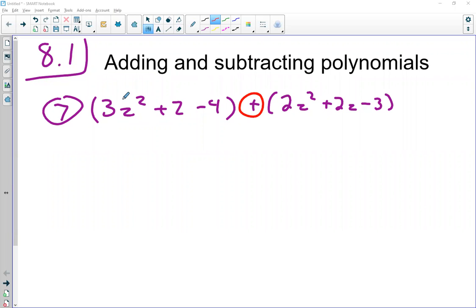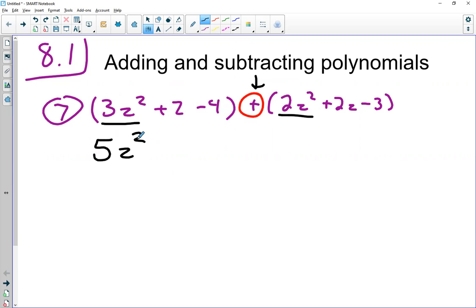So here, number 7, this is going to be adding everything in common. For example, 3z squared can only mix with anything else that has a z squared. In this case, 2z squared. Because it's plus, I'm adding them. So 3 plus 2 is 5z squared.